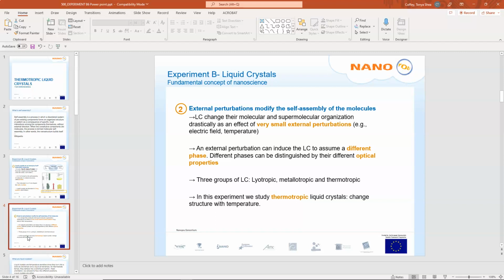So this external perturbation will cause that liquid crystal to change phase, and these different phases in today's experiments can be distinguished by their different optical properties. Like I said, they're going to change color. Now, speaking in a large sense, there are three different groups of liquid crystals: lyotropic, metallotropic, and thermotropic. In today's experiment, we're going to look at thermotropic liquid crystals, where the structure changes with temperature.